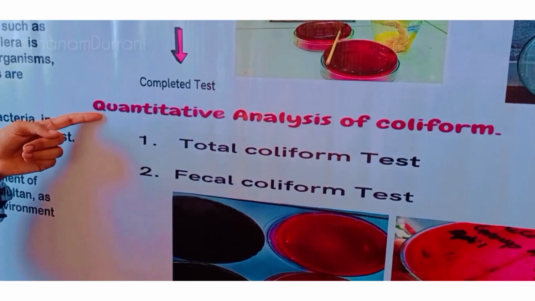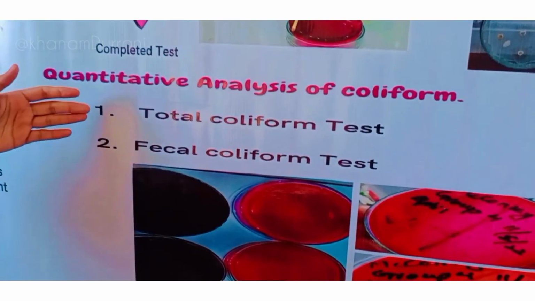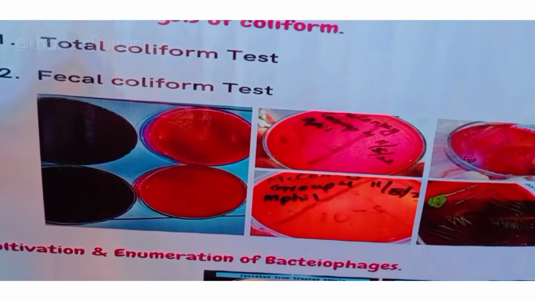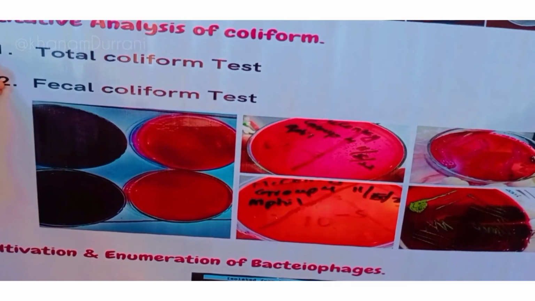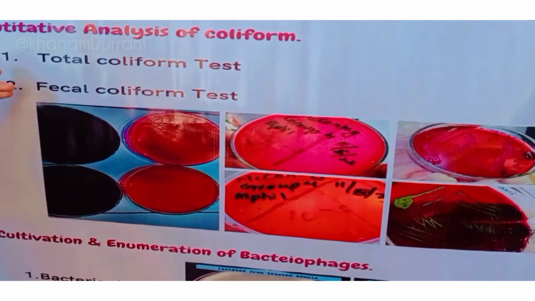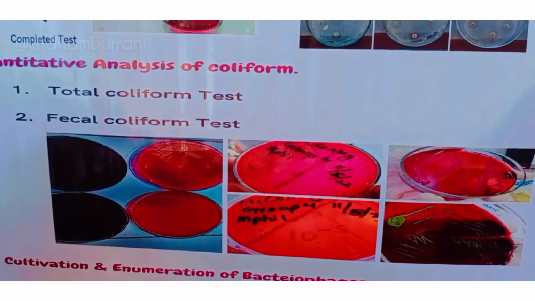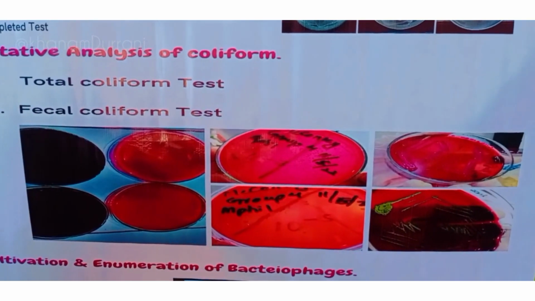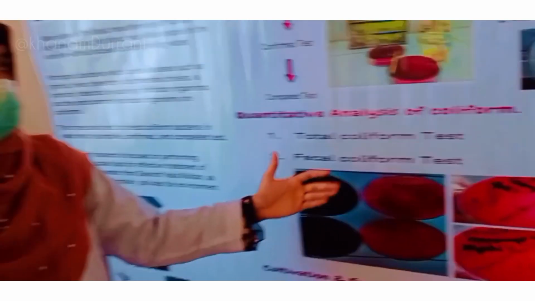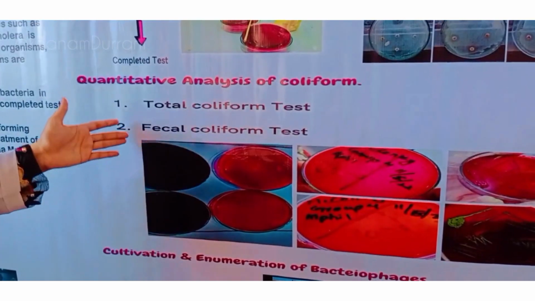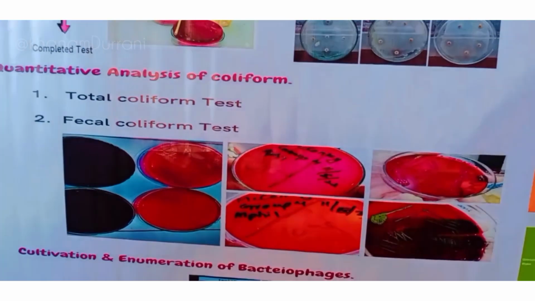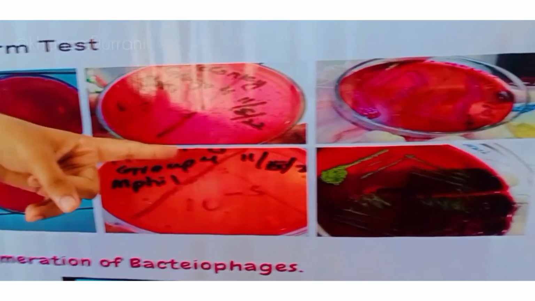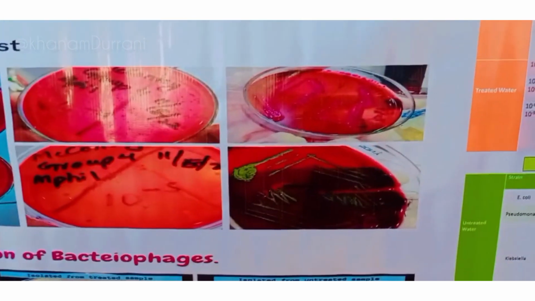Next comes quantitative analysis of coliforms. It consists of two parts: total coliform test and fecal coliform test. In total coliform, we use the media violet red bile agar, and for the fecal coliform test, we use the media EMB. For both types of media, firstly we diluted the samples up to 10⁻⁹, and through these dilutions we poured our plates for total coliform and fecal coliform, and then after spreading, we incubated them, and after we got colonies, we isolated the colonies through the cross-streak or quadrant streak method.